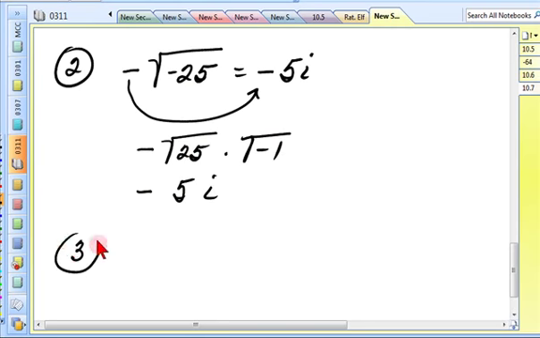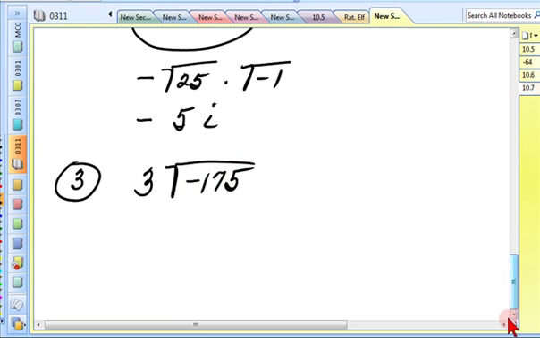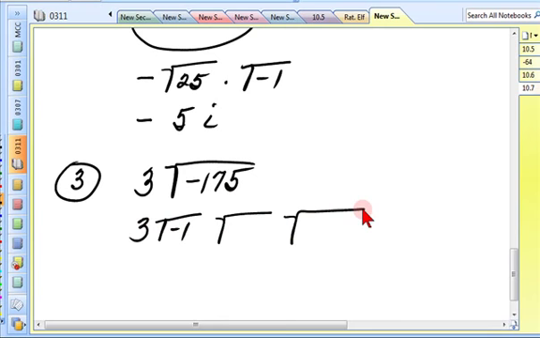All right, number 3. Write in terms of i, 3 times the square root of -175. All right, keep the 3. I'm going to need a square root of -1. Now, can you break up 175 into 2 radicals? What's a perfect square factor? 25. And it's 25 times 7?